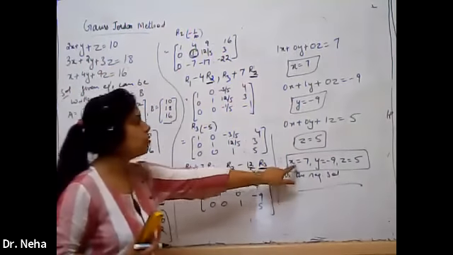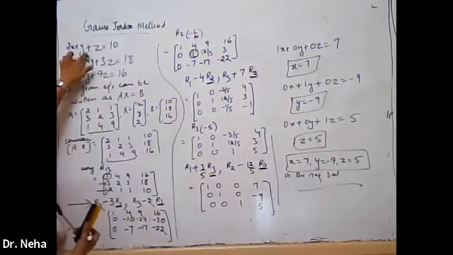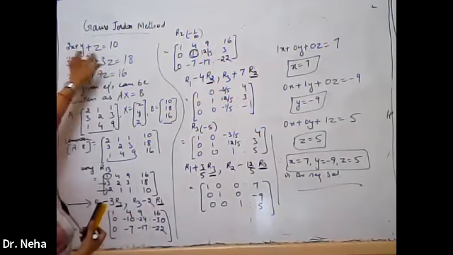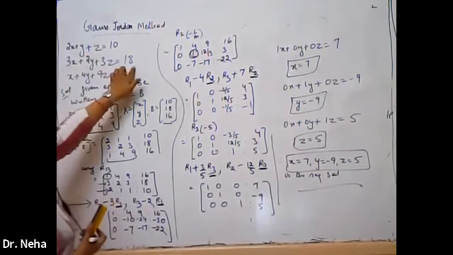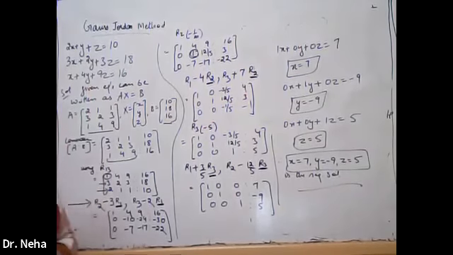That means putting x equal to 7, y equal to minus 9 and z equal to 5. After multiplication, you will get it as 10. Similarly, for the second equation, you will get it as 18. For the third, it will be equal to 16. So this is about Gauss-Jordan method.